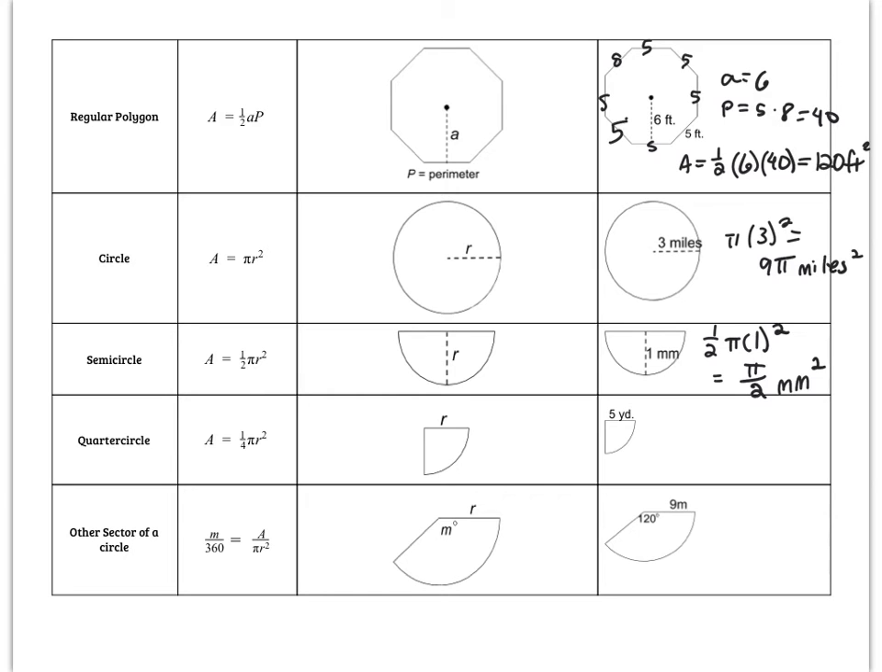Next, we have a quarter circle. That's just 1/4 pi r squared. So for this, 5 squared is 25. So we have 25 pi over 4 square yards.